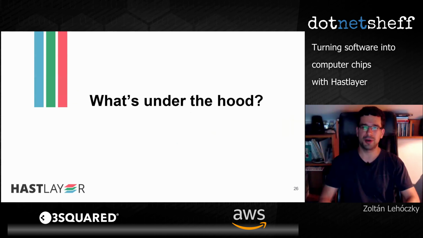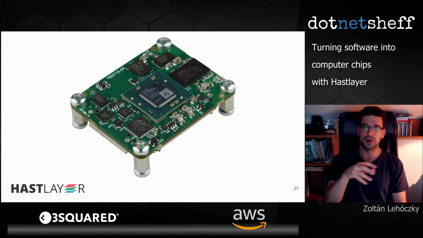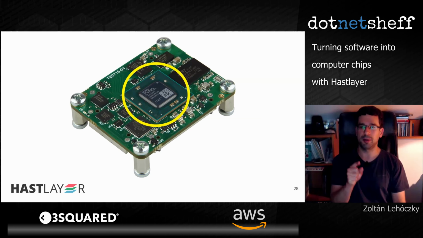Well, I've shown you how you would utilize Hastlayer, but I didn't yet show you how Hastlayer works under the hood. So let's take a quick look into that. This is the device that I've shown to the camera. It's something a bit smaller than a credit card. This is the actual onboard computer that also goes on board of satellites and drones or inside robots. And that chip in the very middle was the most interesting. That's the mentioned ARM CPU plus the FPGA.